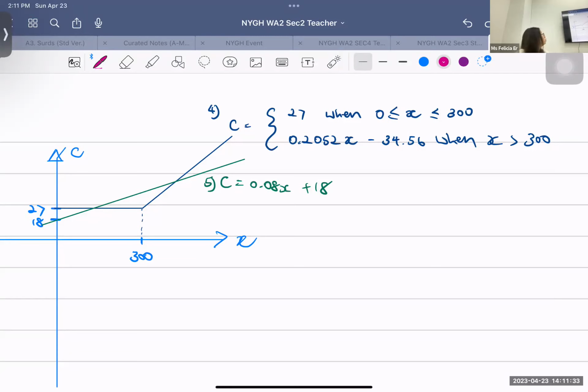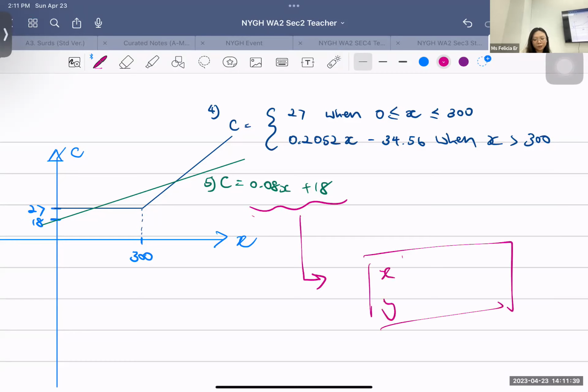So to plot this, you can do something like this. I let x equal 0 and I let x equal 300, since I already know 300 is one of the critical points. Then I just find the y value accordingly, plot, and draw my line. That is another way to do it. Can you all see?